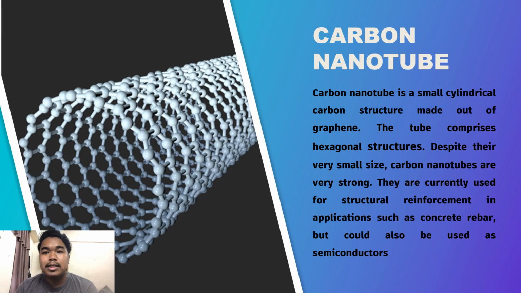So, what is carbon nanotube? Carbon nanotube is a small cylindrical carbon structure made out of graphene. The tube comprises hexagonal structure. Despite their very small size, carbon nanotubes are very strong. They are currently used for structural reinforcement in applications such as concrete rebar, but could also be used as semiconductor.